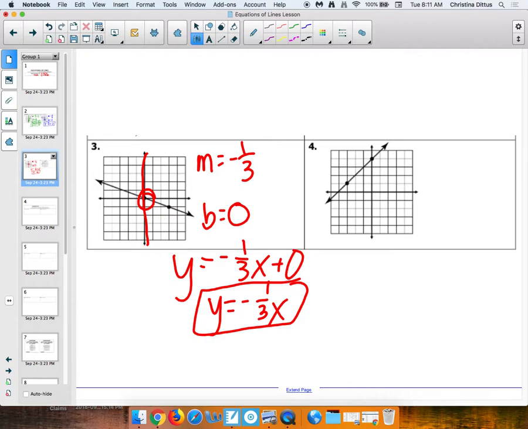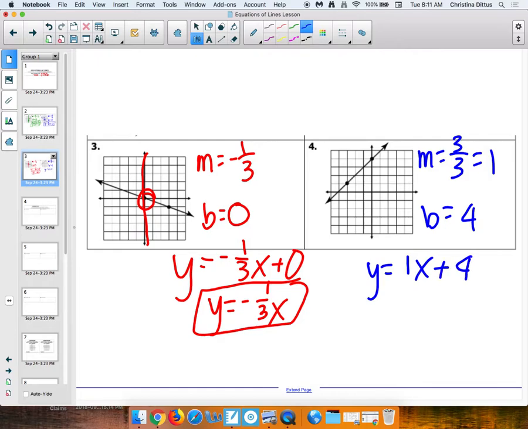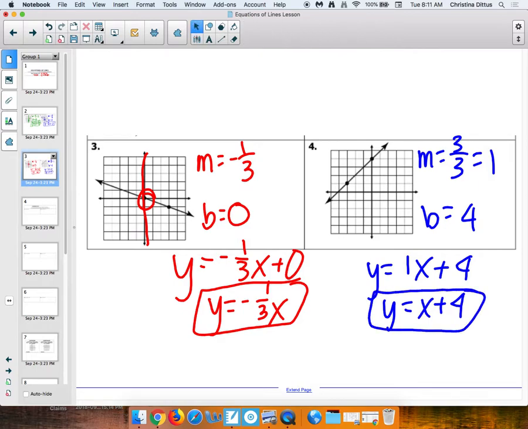In the next one, is the slope positive or negative? Positive. What is it? 3/3. Can I reduce that? Yep, to 1. My b, my intercept, is 4. So give me an equation. y equals 1x plus 4. Is there another way to write this? y equals x plus 4. Either one of these is fine. I probably write this more often, but the 1x is a-okay.